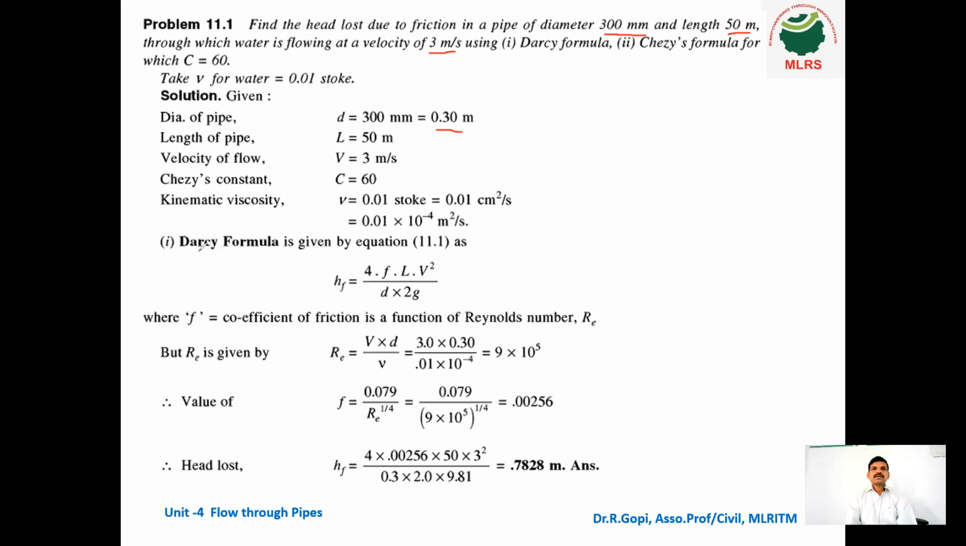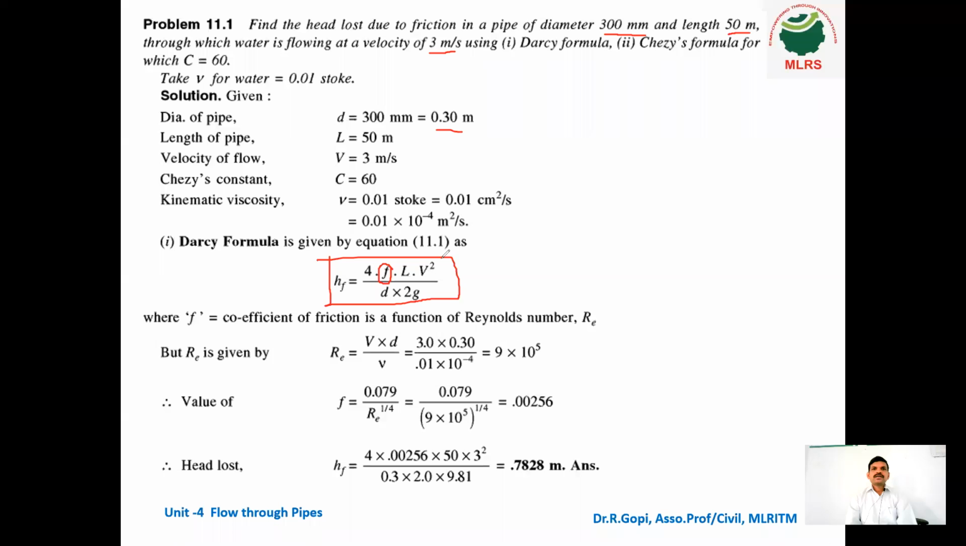Next, first using Darcy's formula. First write the equation. This is Darcy's formula equation: hf is equal to 4fLV square divided by 2gD. Next, what are the unknown parameters here? First you find the unknown parameter. f is the unknown parameter here, and L is known, 50 meter, velocity is known, 3 meter per second, diameter D is known, it is 0.3 meter, and g is 9.81. Except this f, all the parameters are known values only.